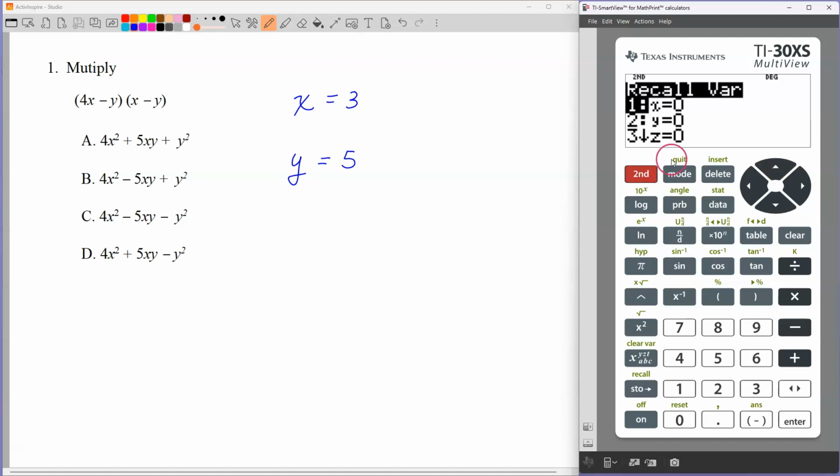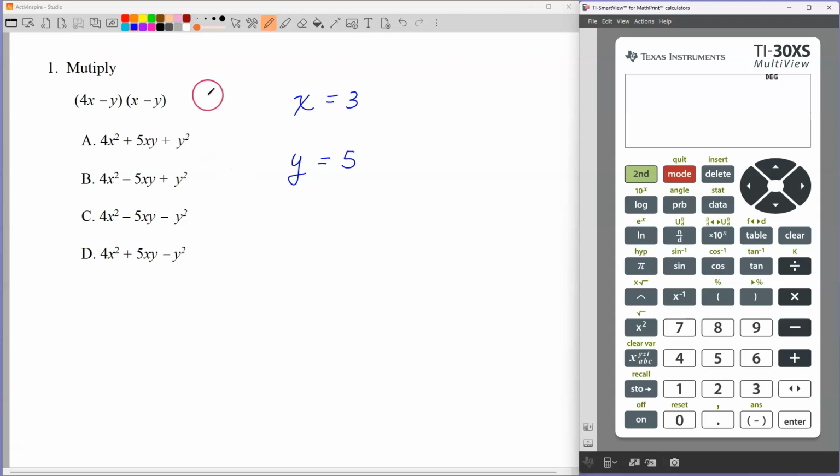Once you hit that second button, all the green stuff above the buttons is in place. I'm going to hit second mode. And now we're back at our home screen. So that was just some calculator stuff you really didn't need to know. Just trying to make you familiar with it.